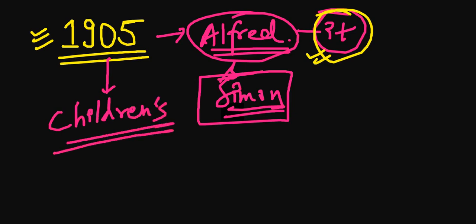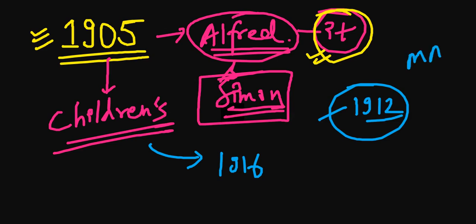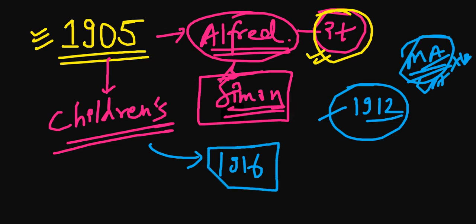Then in 1912 a formula came, the MA, mental age concept, MA by CA into 100, like this, and it was used in the Stanford-Binet as well for measuring IQ. So it was referred to as your IQ formula.